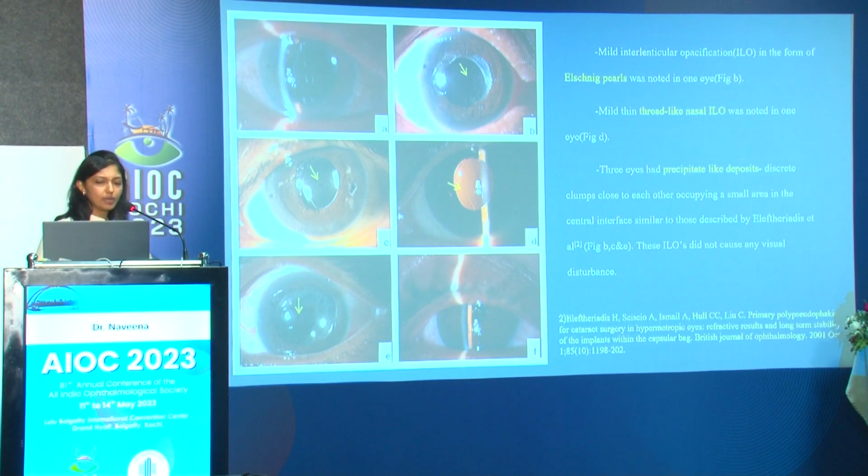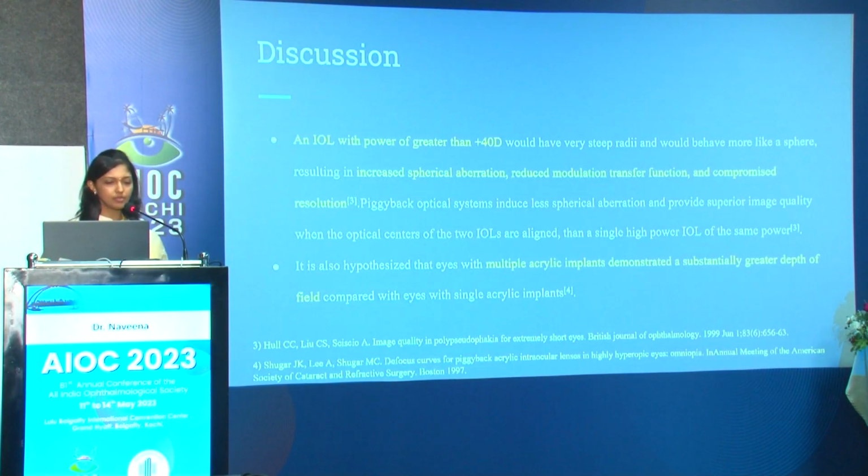Mild interlenticular opacification in the form of Elschnig pearls nasally was noted in 1 eye in figure B. Figure D showed a mild thin thread-like nasal ILO. In figure B, C, and E, you can see precipitate-like deposits, discrete clumps close to each other, occupying a small area in the central interface, similar to those described by Eleftheriadis et al. All these ILOs did not cause any visual disturbance.